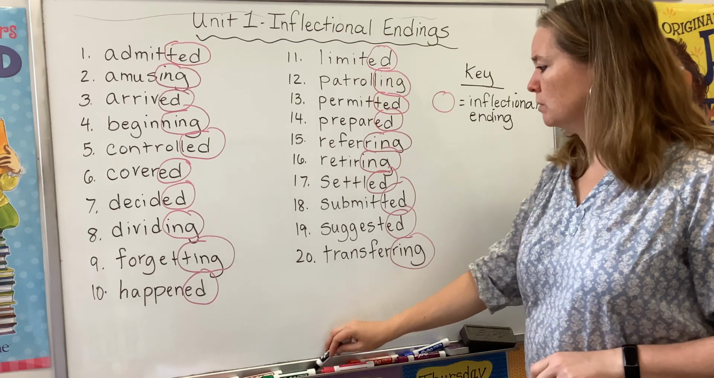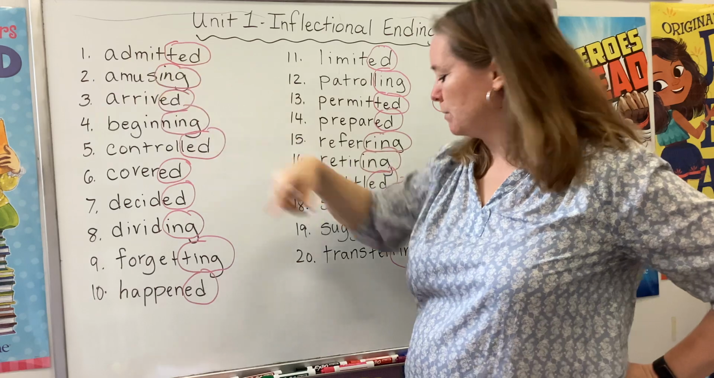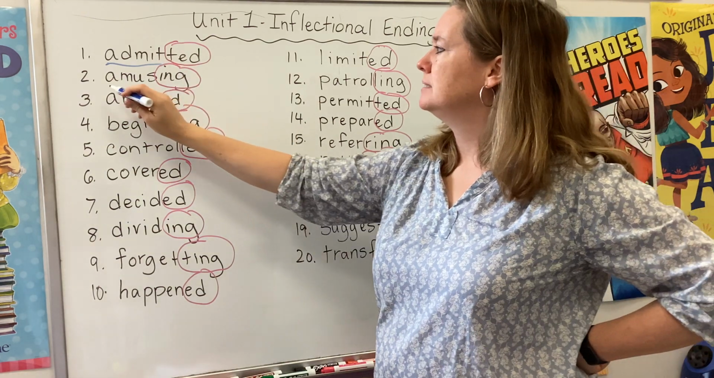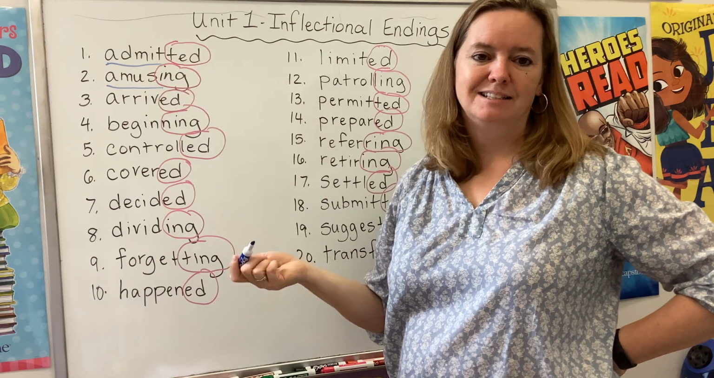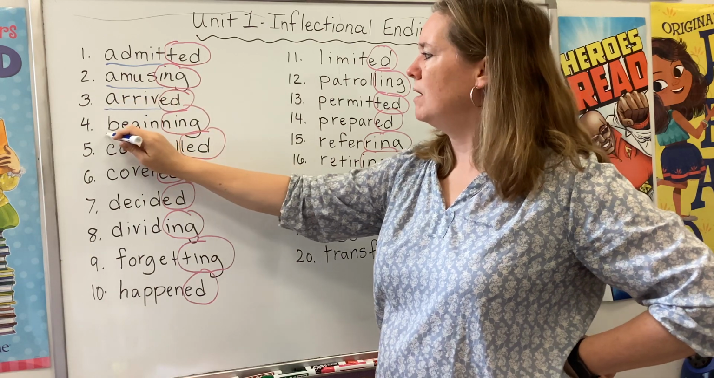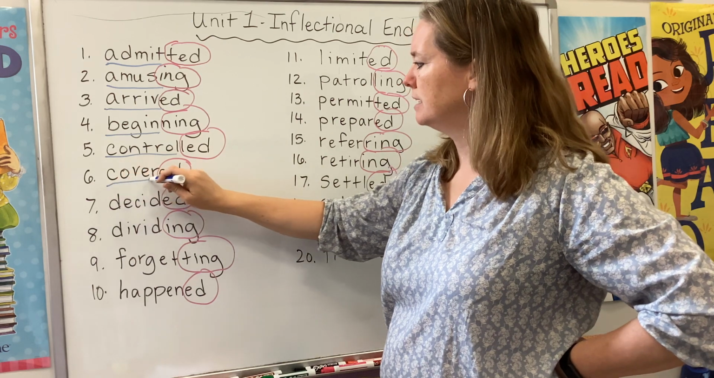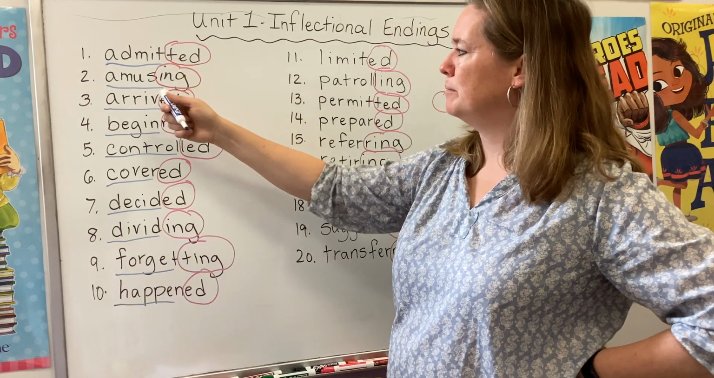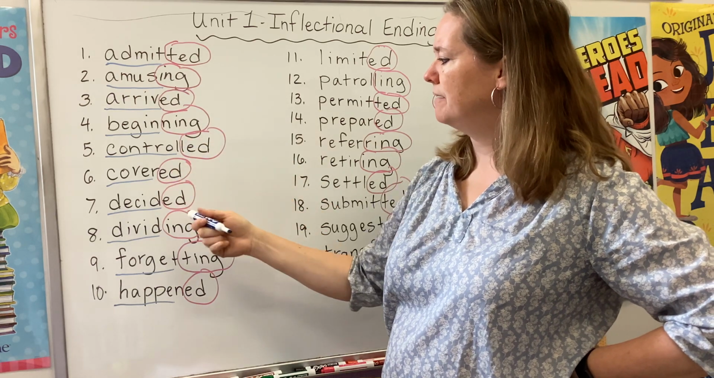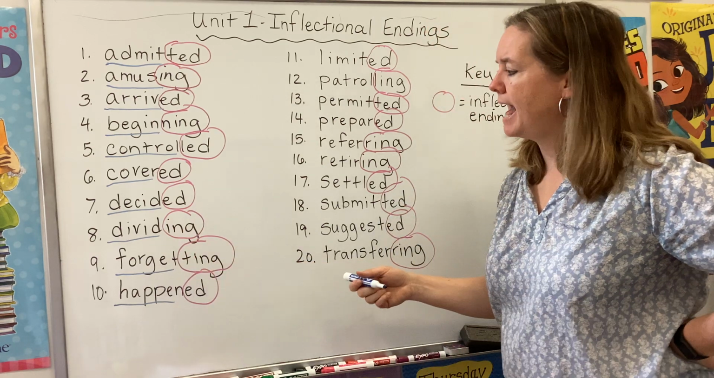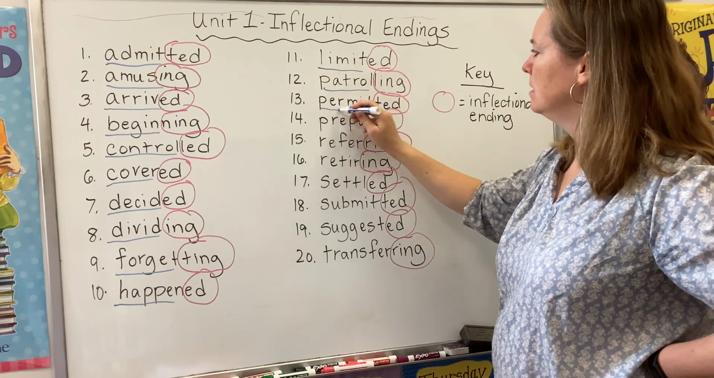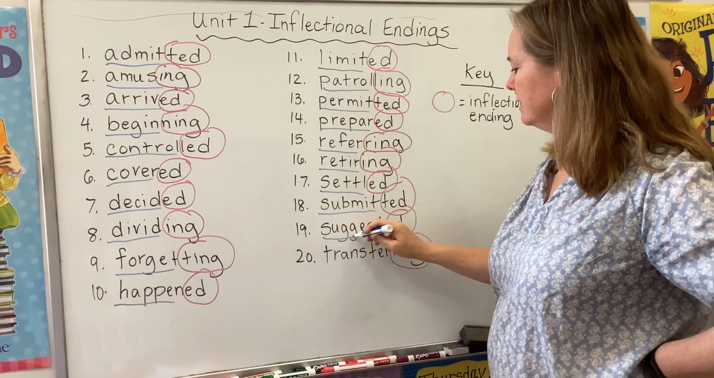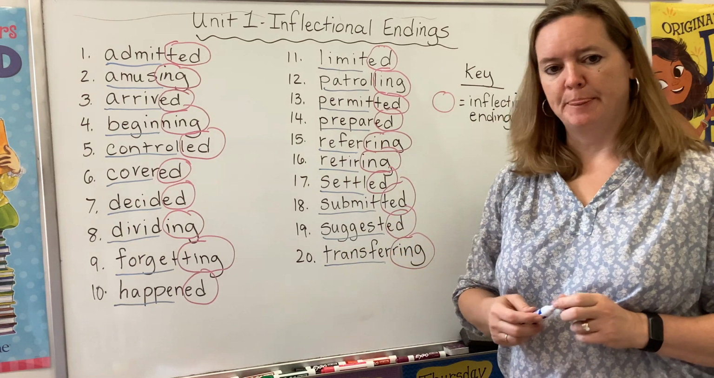So some of these words are in their entirety. So there's the word admit. Some of these words are missing a silent E at the end, okay? What I want you to do is go through your words and just underline your base word. So we have admit, amuse, arrive, begin, control, cover, decide, divide, forget, happen, limit, patrol, permit, prepare, refer, retire, settle, submit, suggest, and transfer. Okay?